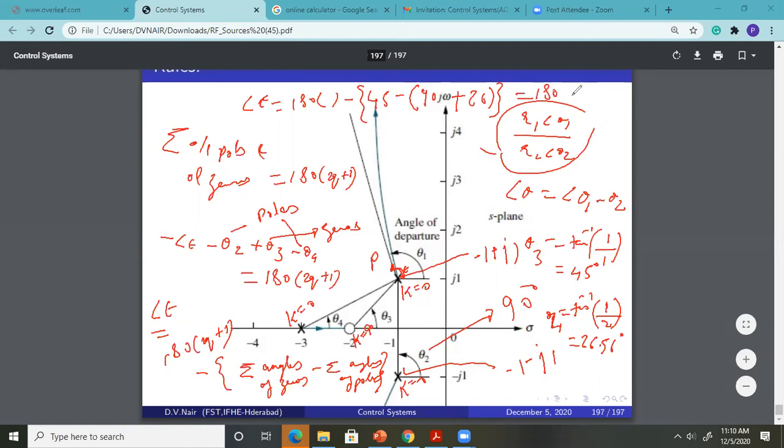Let us keep it 180 only. It is coming out less than 180, right? So minus, then how much is this? Can you tell me quickly? 90 plus 26, that is 116. 45 minus 116 is how much? Minus 71. So the final answer is 251.